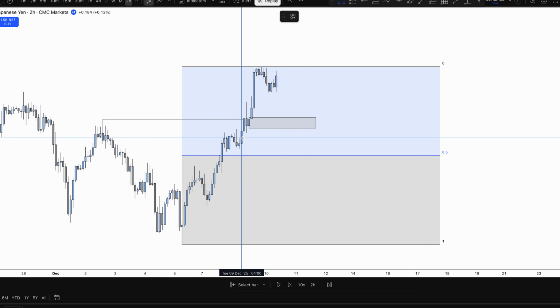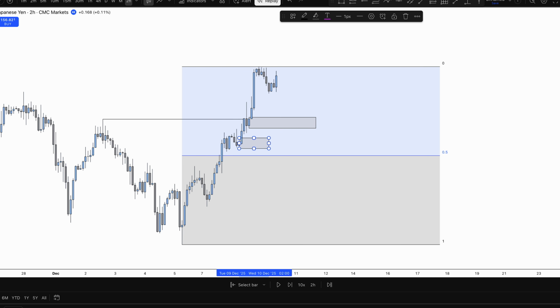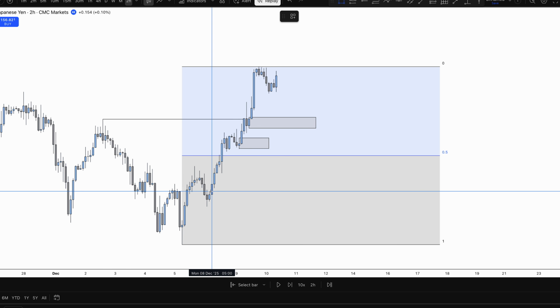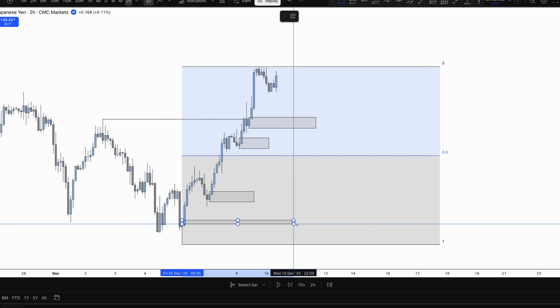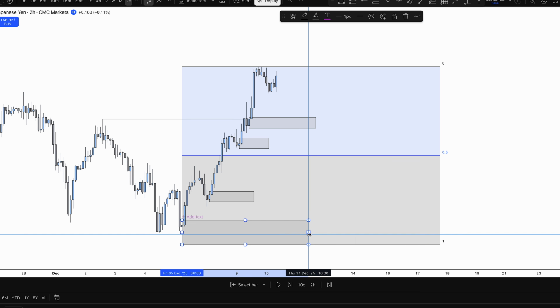We've also got a demand here that could be used. And then there's a big run down. There's a demand here, and there's one all the way down here as well, which is still imbalanced at the very extreme of the discounted price range.